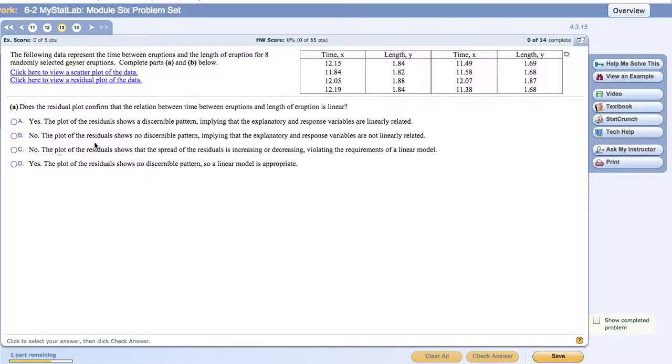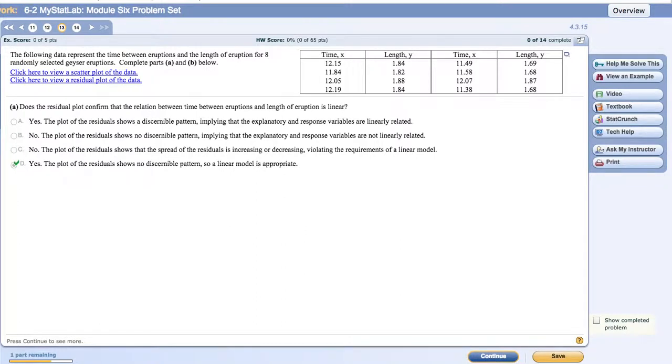No, that wouldn't work. So the plot of the residual shows no discernible pattern, implying that the explanatory and response variables are not linearly related. That's not true. They would be linear. No, the plot of the residuals shows that the spread of the residuals is increasing or decreasing, violating the requirement of a linear model. That's not the case. Yes, the plot of the residuals shows no discernible pattern, so a linear model is appropriate. That looks on track. So let's see if that's correct.